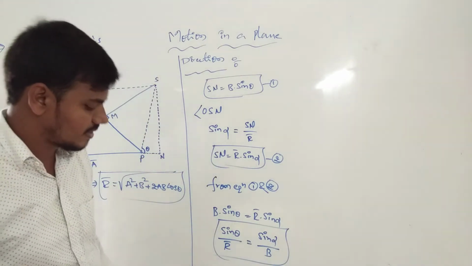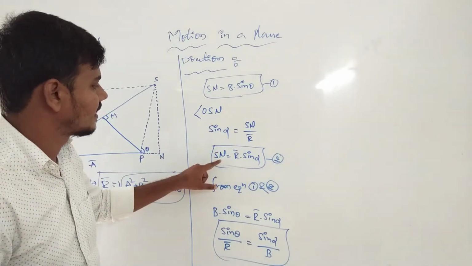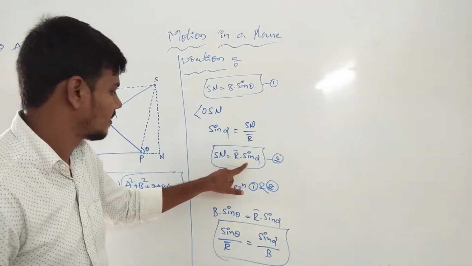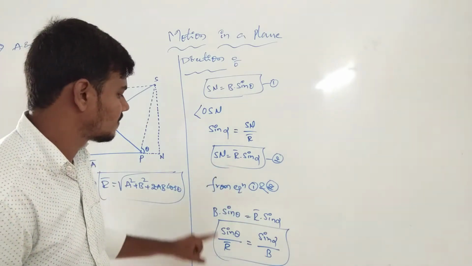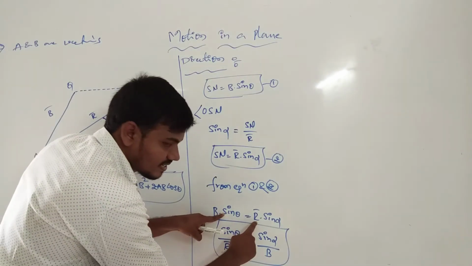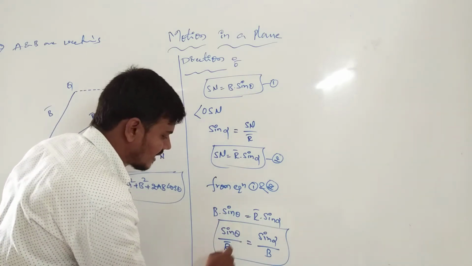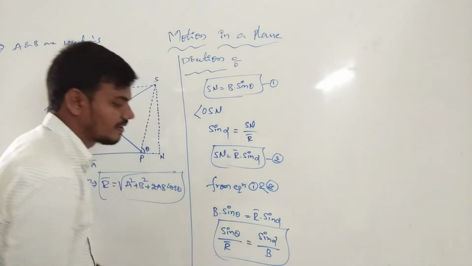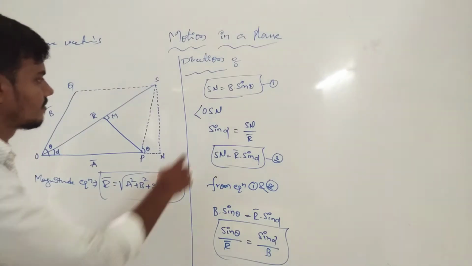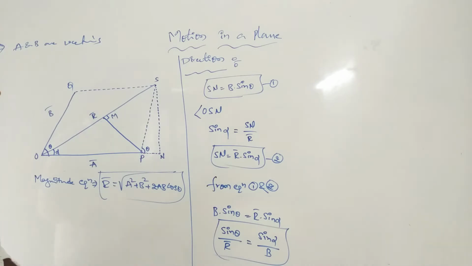Here we can observe two equations. The first equation is SN equal to B sin theta. The second is SN equal to R bar into sin alpha. From equations 1 and 2, B sin theta is equal to R bar into sin alpha. This multiplication can be illustrated in division form. Now sin theta by R bar is equal to sin alpha by B. This is the first one, for angle OSN, the alpha section.